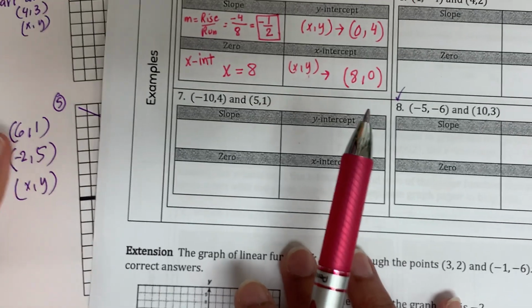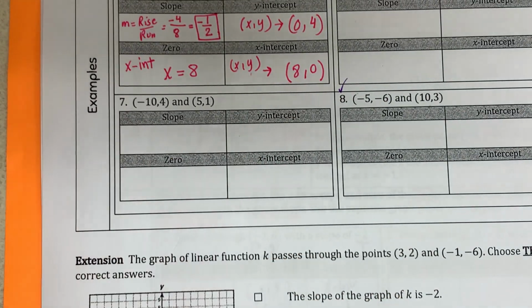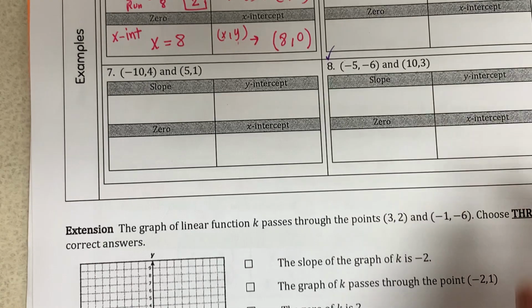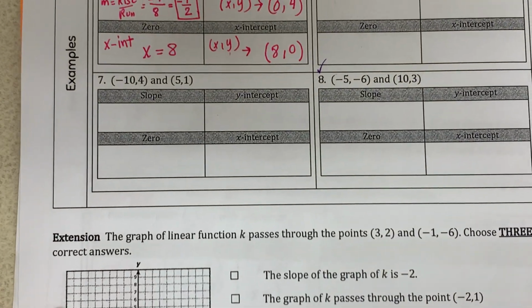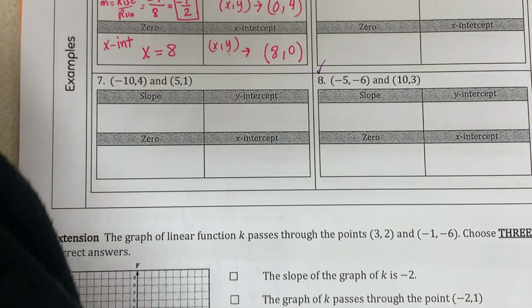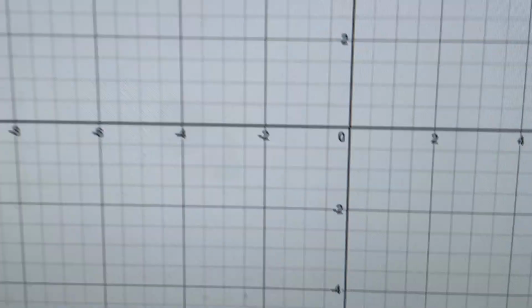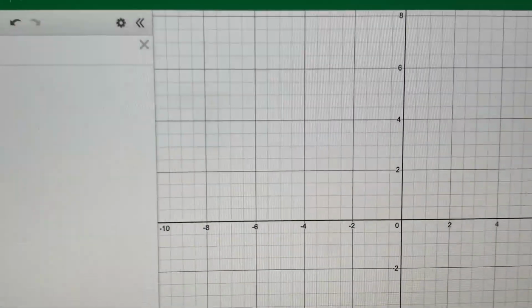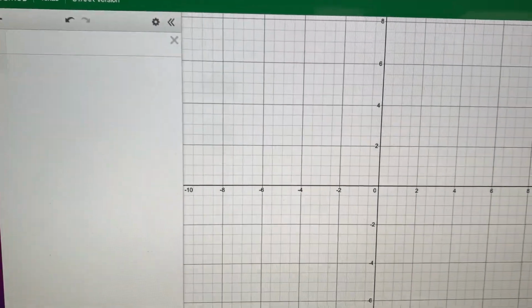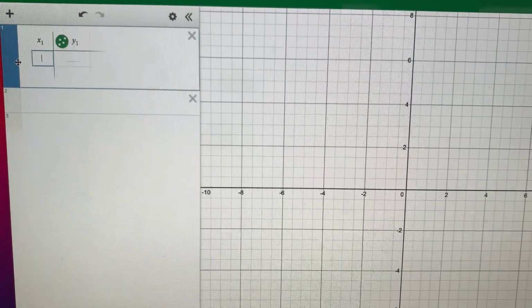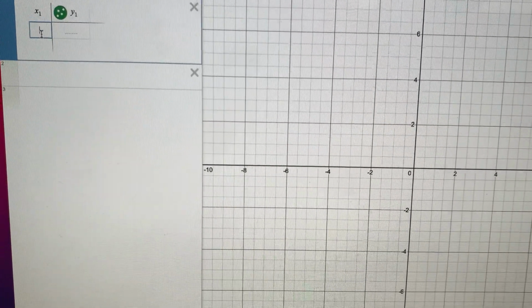Now I'm gonna do number 7 actually using the calculator. I'm gonna show you how we can use the Desmos calculator and answer everything that I need. So first I'm gonna show you the steps using the calculator. So let's see. All right, so this is my Desmos calculator. Click on the plus and click on the button table. You know it from last year as well.